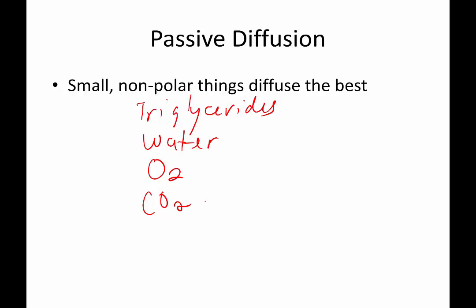Again, that's because it has to squeeze through the lipid bilayer, and it's also because it has to interact with the hydrophobic tails. Something that's hydrophilic or polar is not going to be very happy trying to squeeze past those hydrophobic tails. It's not going to like interacting with them. So small nonpolar things diffuse the best.